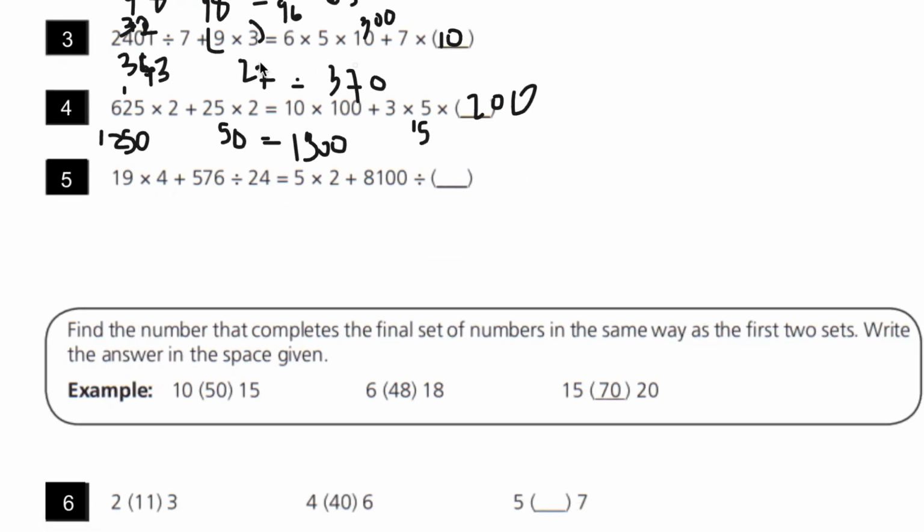Question number 5. We have 19 times 4, which is going to be 76. So 76 plus, and then divide this. I think this will be 24. So 76 plus 24 is equal to 100, and it's just equal to 100 actually. And then 5 times 2, 10 plus, this has to be divided by 90 to get 90, and then we get 90 plus 10 gives us 100.